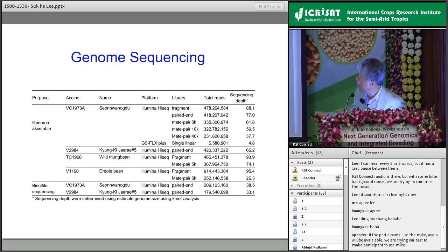By comparing those sequences together, we can develop some SNP markers for construction of a genetic map. As I mentioned earlier, we also sequenced the wild mungbean, and the duplicated Vigna reflexo-pilosa B1160 was also sequenced using fragment and mate-pair 5K libraries.